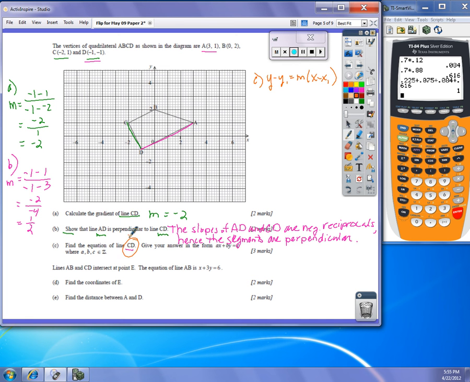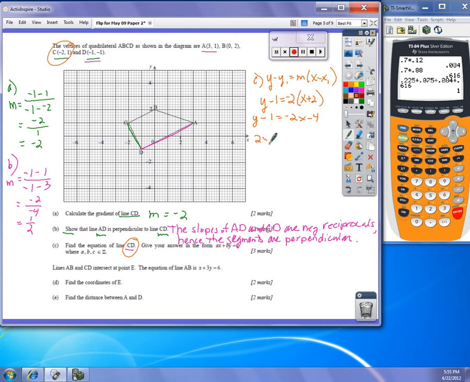I'm doing CD. So one of the points I could use would be point C. That will work just fine. So I've got y minus 1. The slope I found in part A was negative 2 times x minus negative 2, which is x plus 2. Now I need to put it in the form they asked me to. So I've got y minus 1 is negative 2x minus 4. I'm going to go ahead and move that 2x over to the other side because I kind of like having that term be positive.